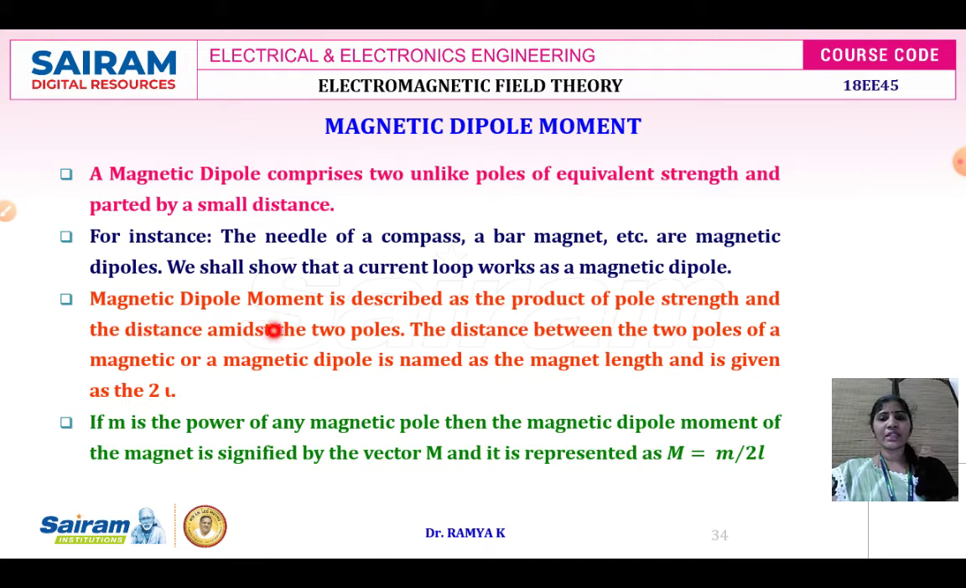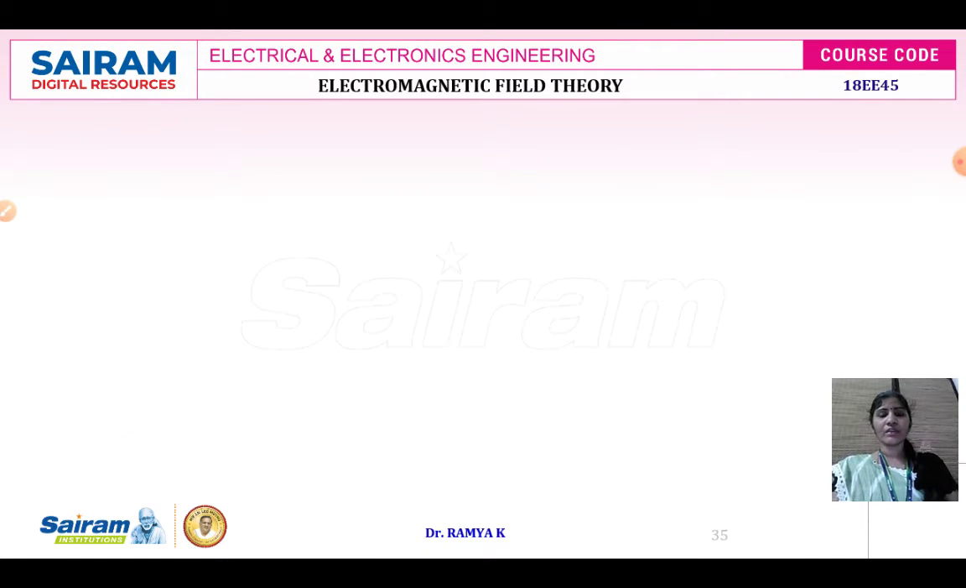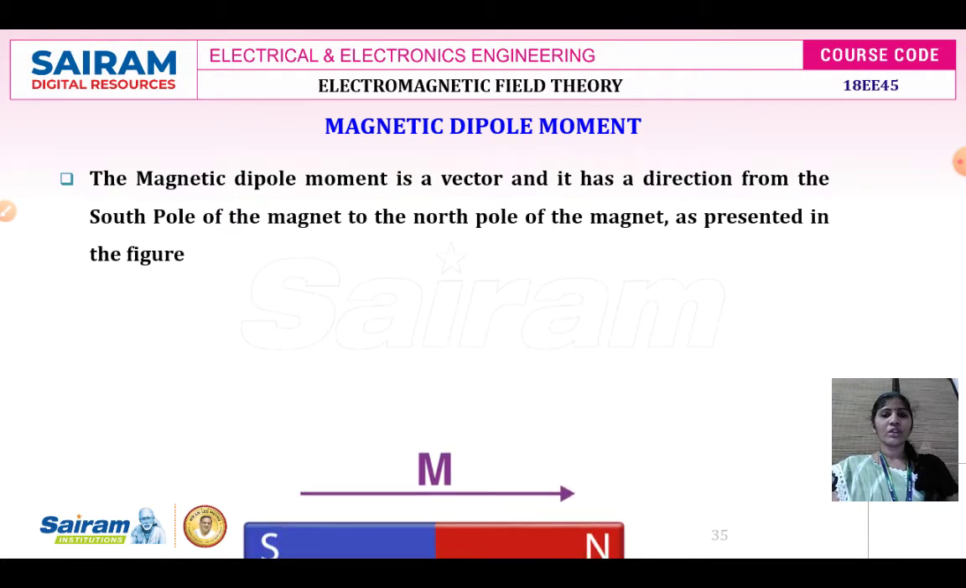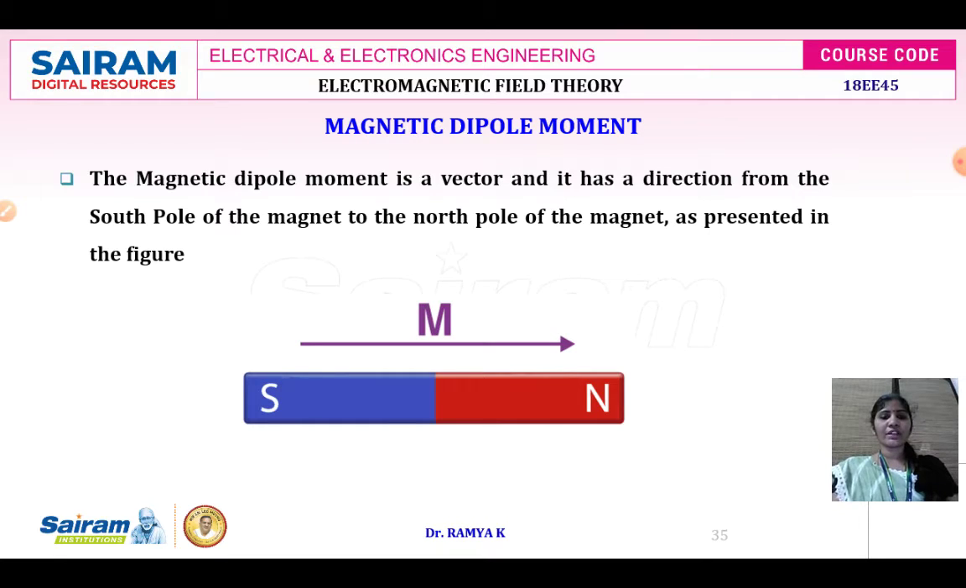Therefore, in general, a magnetic dipole moment is described as the product of pole strength and the distance between the two poles. The distance between the two poles of the magnet is named the magnetic length and is given as 2L. Magnetic dipole moment is a vector quantity and its direction is from the south pole of the magnet to the north pole. In this figure, for this bar magnet, the direction of the magnetic dipole moment is from south pole to north pole, and it is represented by M.